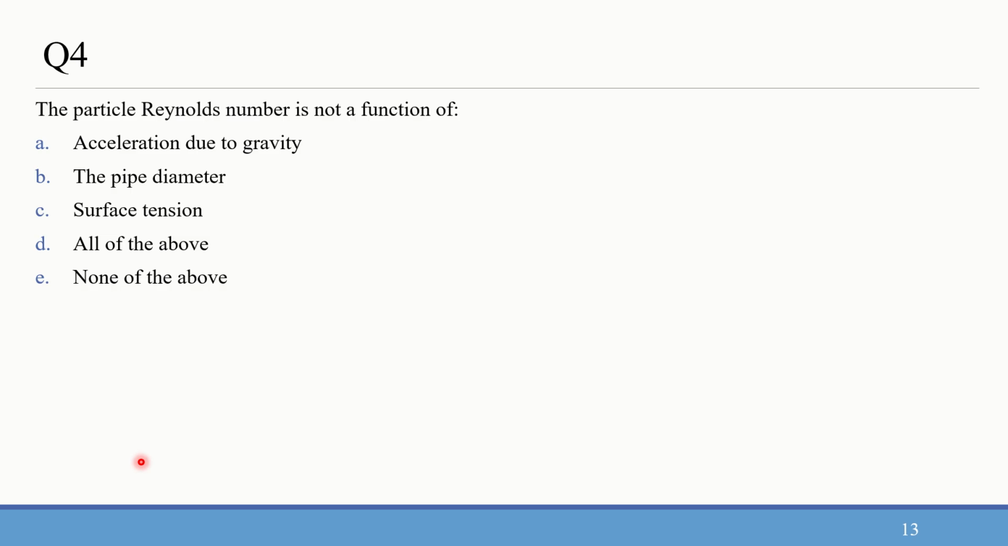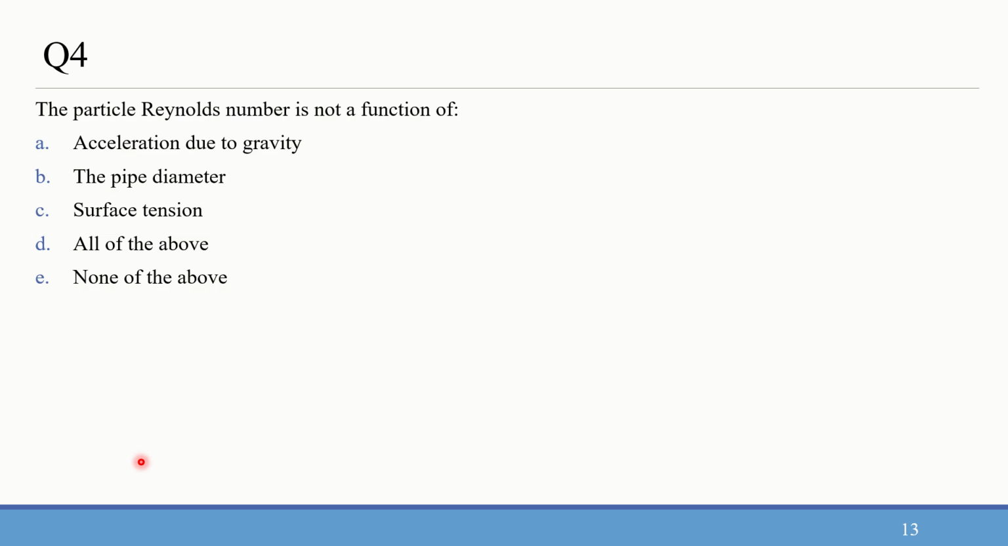No? So particle Reynolds number is not a function of dash. Option A, acceleration due to gravity. Option B, pipe diameter. Option C, surface tension. Option D, all of the above. Option E, none of the above. So the answer is Rep equals rho into V into dP by mu, and here none of it is applicable. We don't have g in the Rep formula, we don't have pipe diameter.